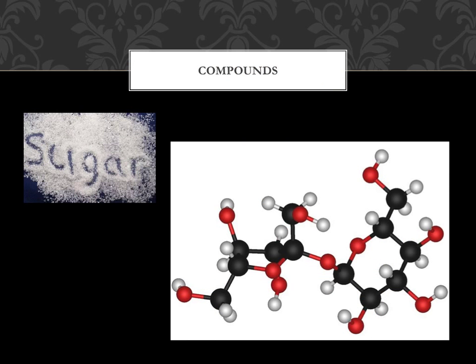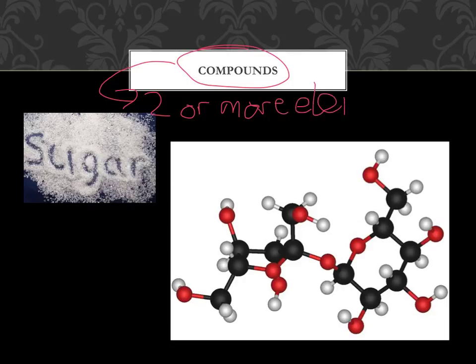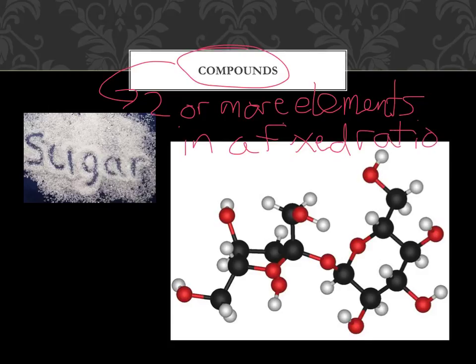All right, compounds. Compounds are a combination of elements, but they're still what would be referred to as a pure substance, just like elements. Compounds happen when you have two or more elements combining together, and they do that in a fixed ratio. So there's always a certain number of one element compared to another. For example, this is a picture of a sugar molecule.